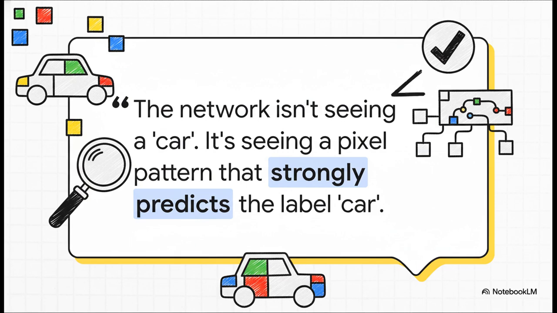And this is absolutely the most important thing to get. The network never learns the concept of a car. It has no idea what a wheel is, or a windshield, or an engine. It only learns that a certain arrangement of colored pixels is highly correlated with the label car. That's all it is, pattern matching on a massive scale.